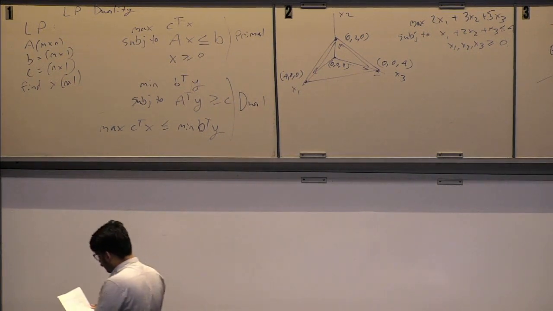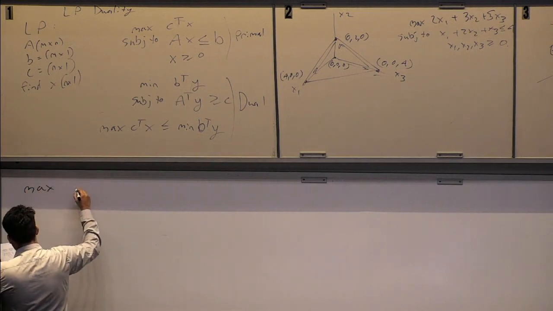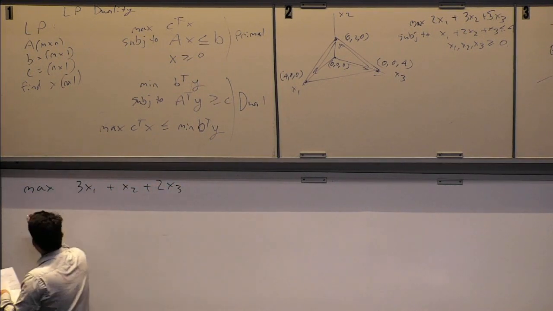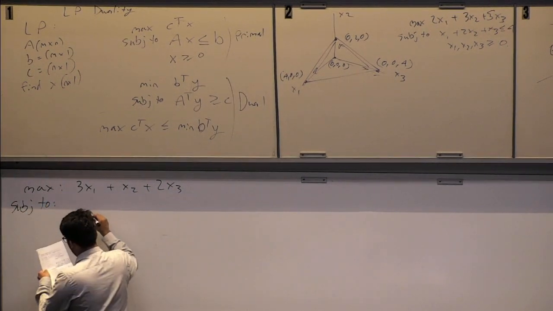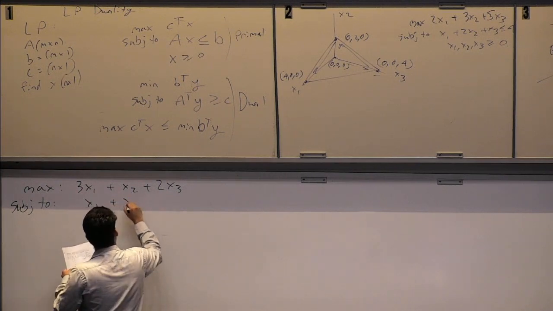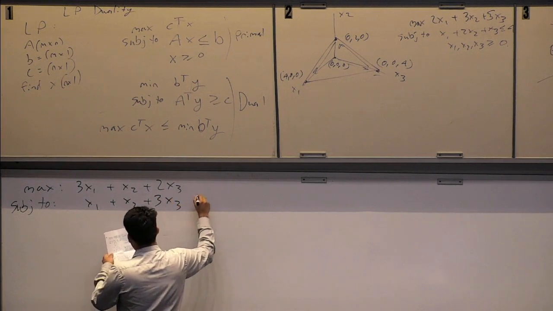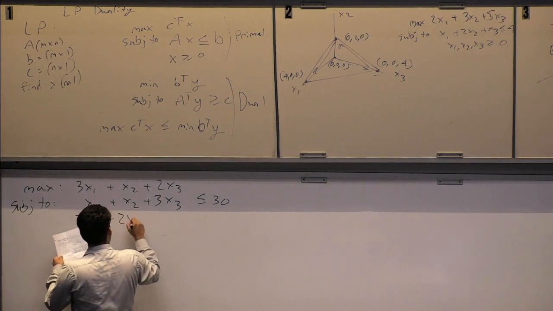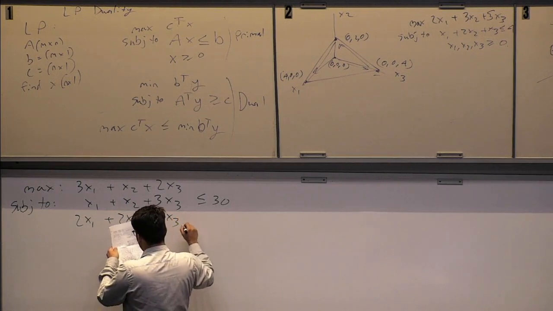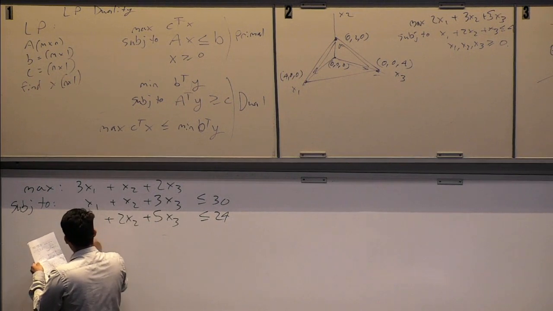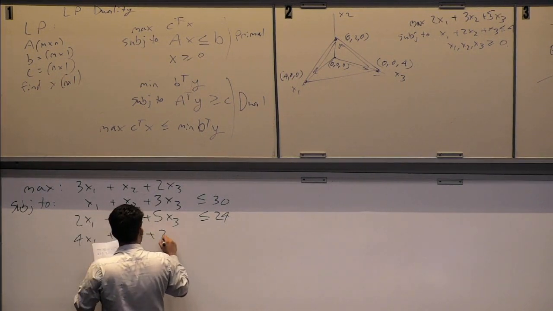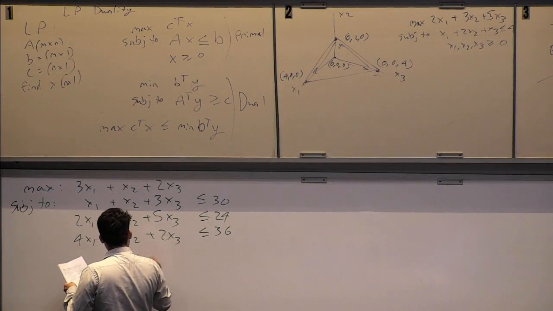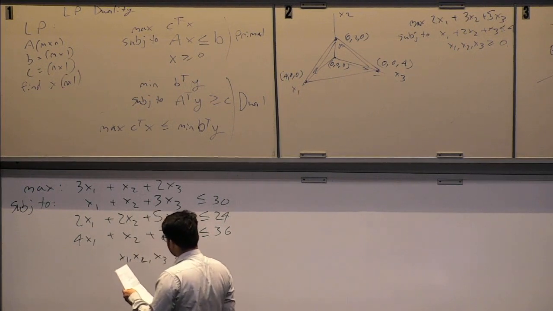So we're going to consider the following problem. We're going to maximize 3x1 plus x2 plus 2x3 subject to the following constraints. x1 plus x2 plus 3x3 is less than or equal to 30. 2x1 plus 2x2 plus 5x3 is less than or equal to 24. 4x1 plus x2 plus 2x3 is less than or equal to 36. And we'll say that x1, x2, x3 are greater than or equal to 0. Let me see if I can use a different marker.